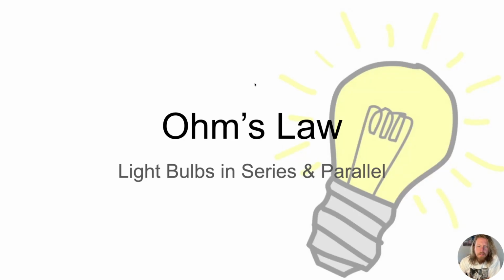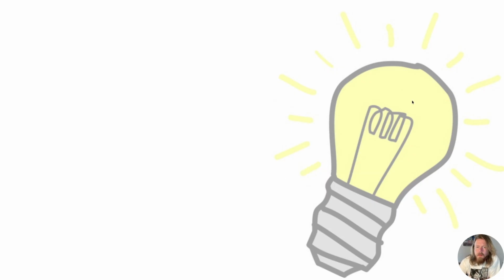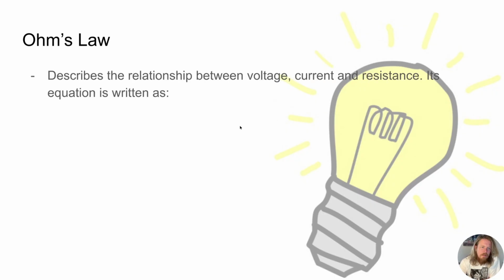All right, for this project, we're working with Ohm's law, and we're going to be installing some light bulbs in a circuit, both in series and parallel. First of all, Ohm's law describes the relationship between voltage, current, and resistance.